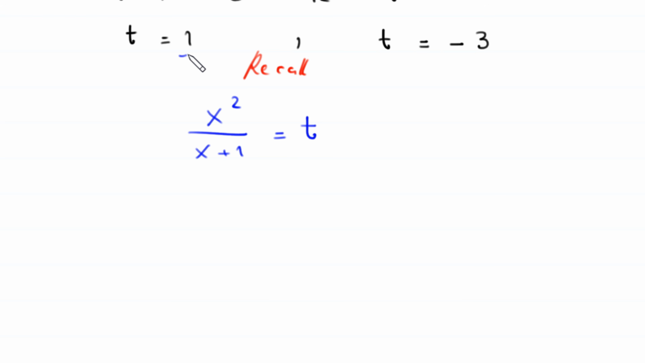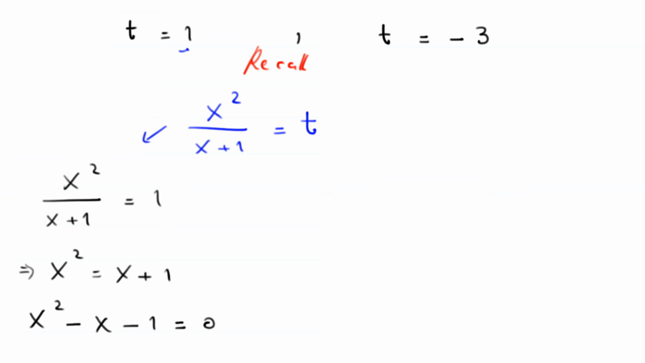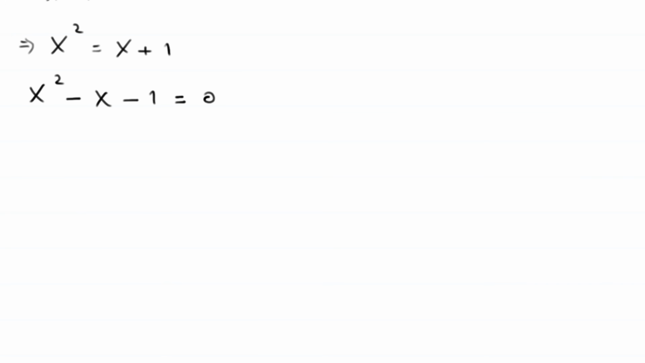So when t is 1, then this equation will become x squared divided by x plus 1 is equal to 1. If we multiply both sides by this expression x plus 1, this implies that x squared is equal to x plus 1. Move these two terms to the left hand side, this will become x squared minus x minus 1 equal to 0. Now this is a quadratic equation and is not factorable, so we solve it by quadratic formula.